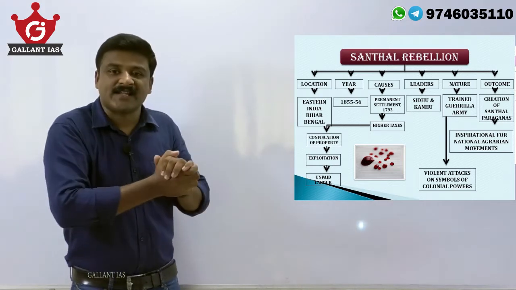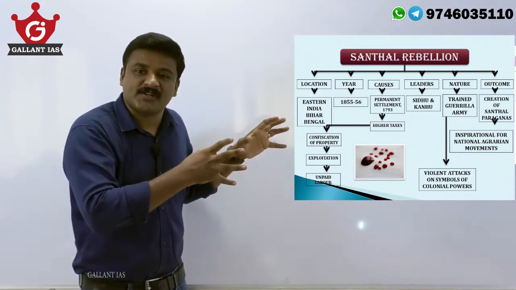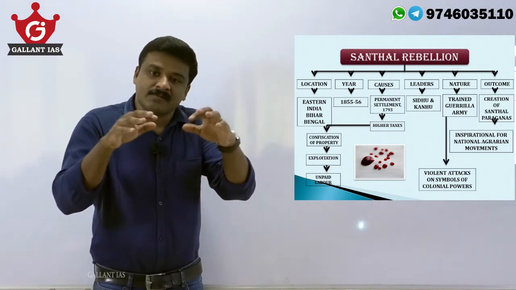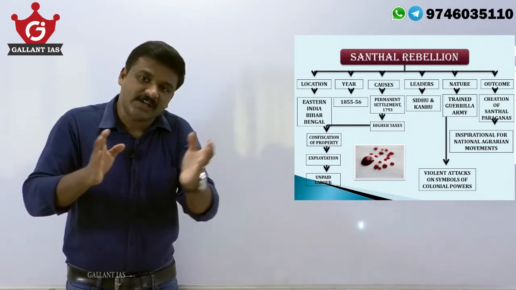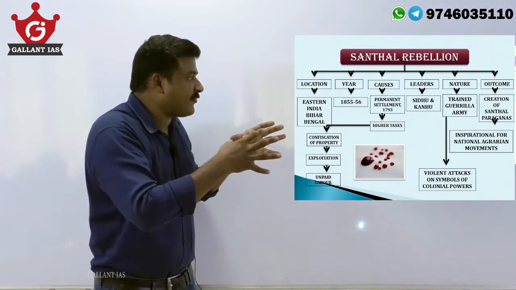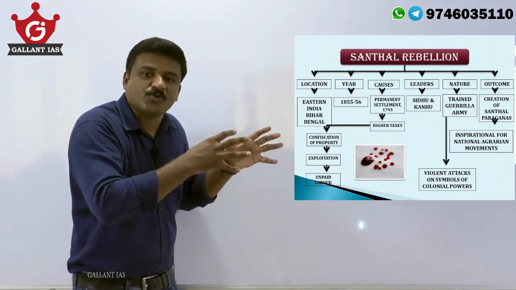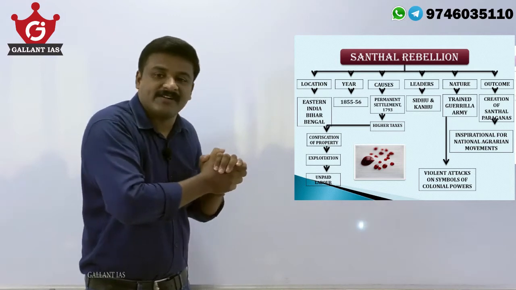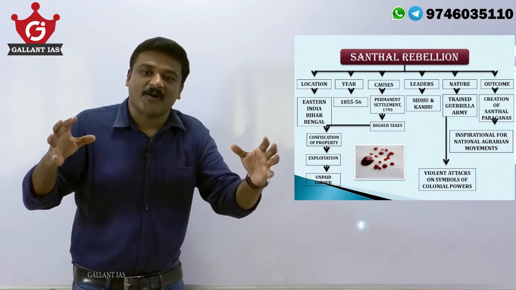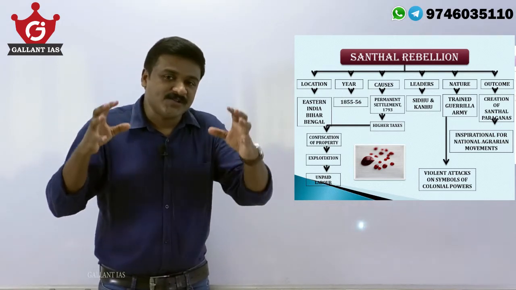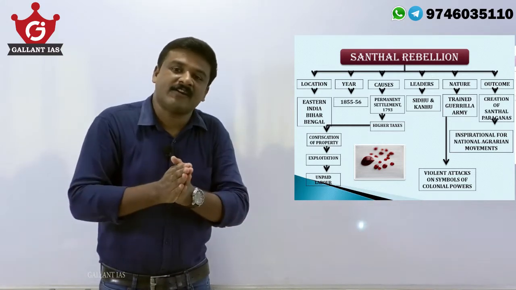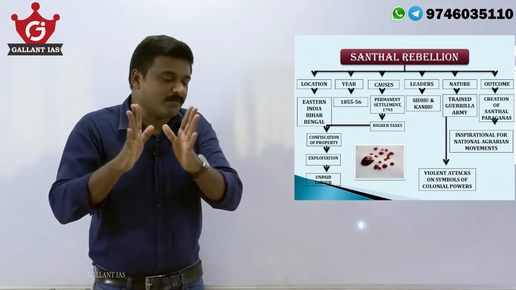Sandal Hool, the Sandal Rebellion. Location: Eastern India. You have to study this because in the prelims examination they may ask match-the-pair type questions or statement type questions. Year was 1855-56. Major causes were the Permanent Settlement of 1793, Mahalwari and Ryotwari settlements, and the land revenue policies of the British, their causes, consequences, and impact on the Indian economy, on different agrarian groups and social classes. Very important for you.